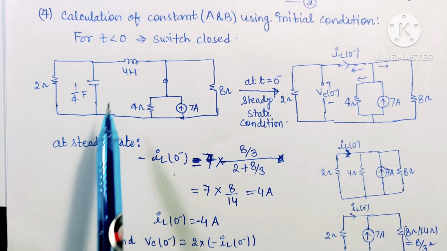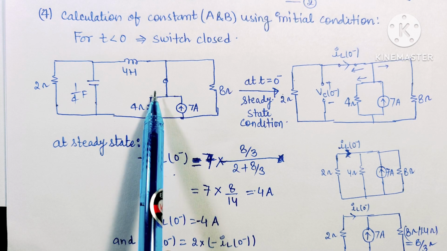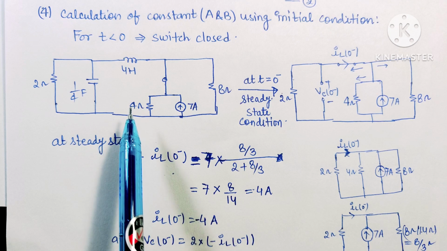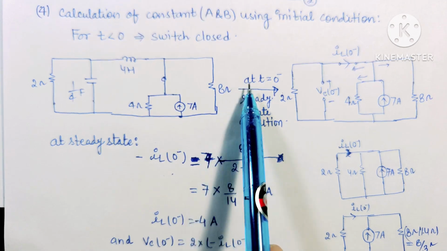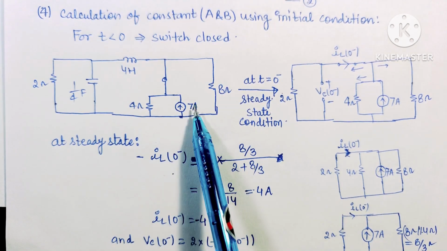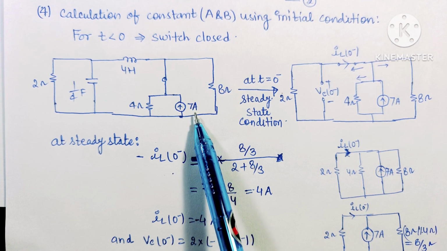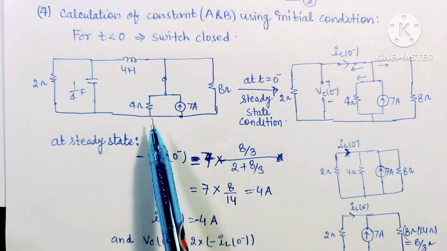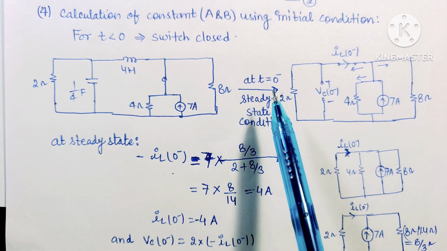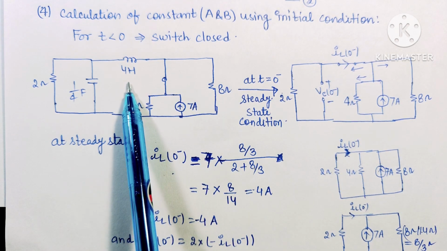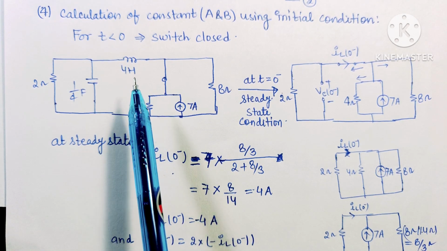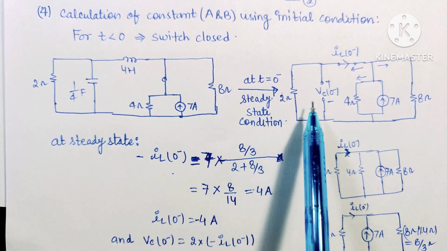If we see our circuit, then for t less than 0 seconds, this switch will be closed and this circuit will be achieved. Now we will find out what the condition of the circuit was at t equal to 0 minus. Since this circuit is charging through this 7 ampere current source from minus infinity to t equal to 0 minus, this capacitor and inductor will achieve a steady state condition. So at steady state, this inductor will be short circuited and this capacitor will be open circuited. So it is open here.